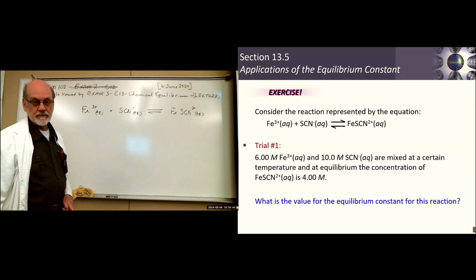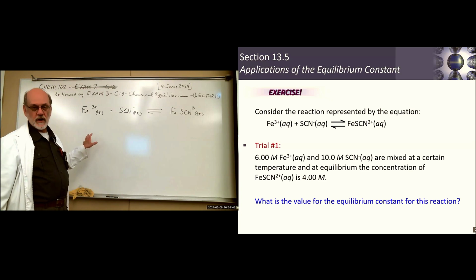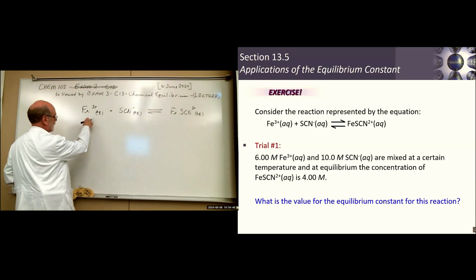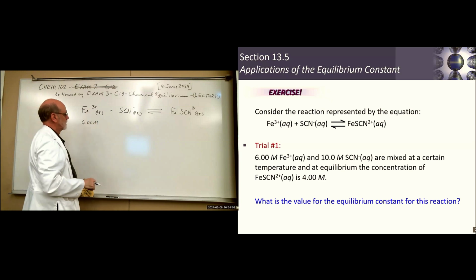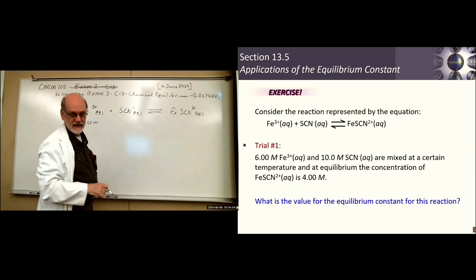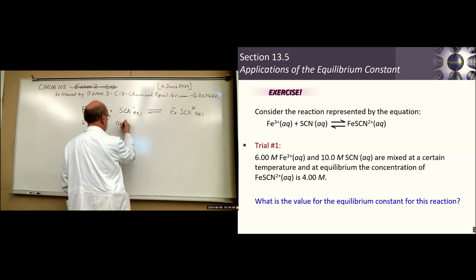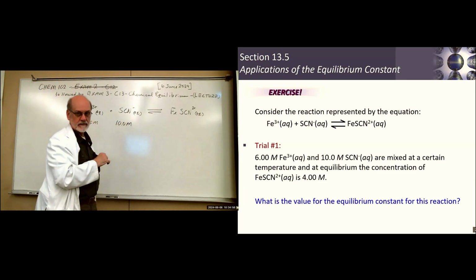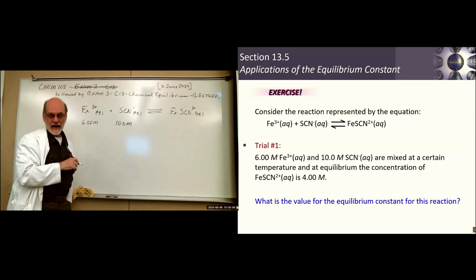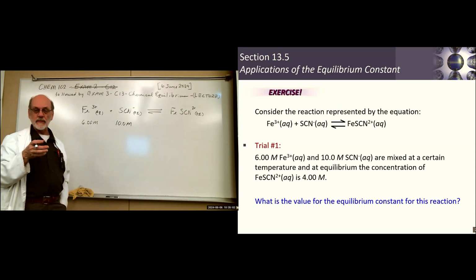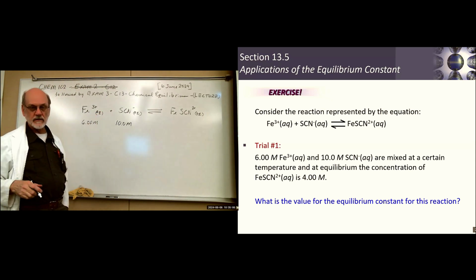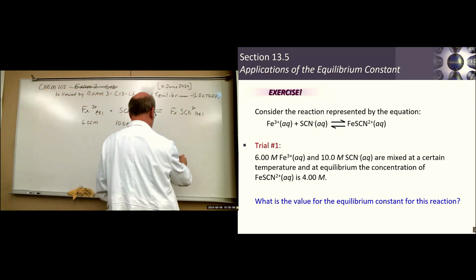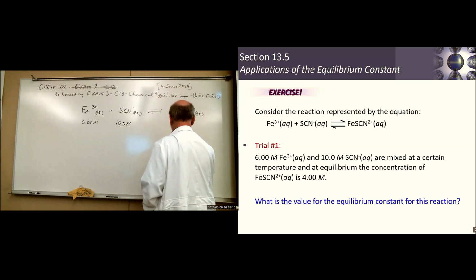So in this trial, we're starting off with 6 molar iron 3 plus and 10 molar thiocyanate at a given temperature, and at equilibrium, we measure the concentration of that one at 4 molar. I'm going to put it down here for a reason.